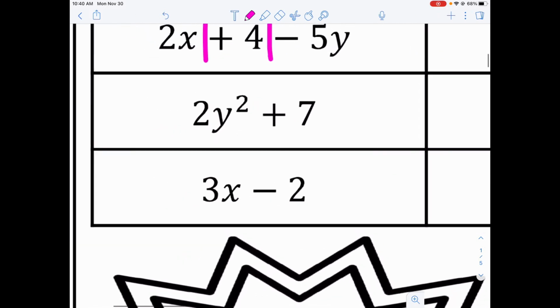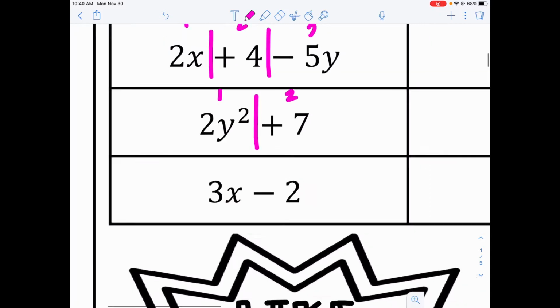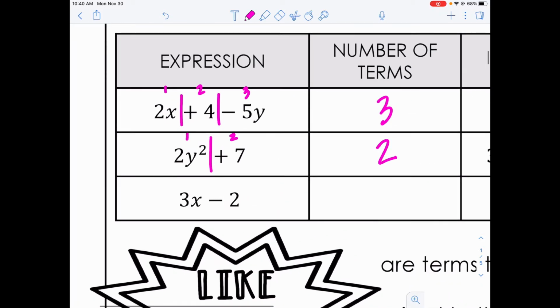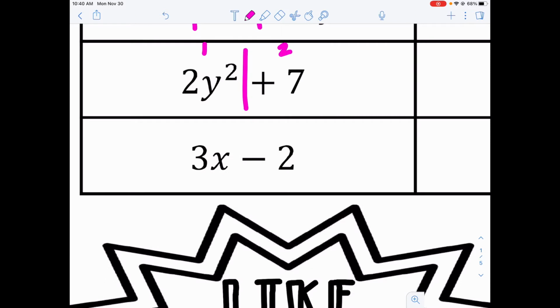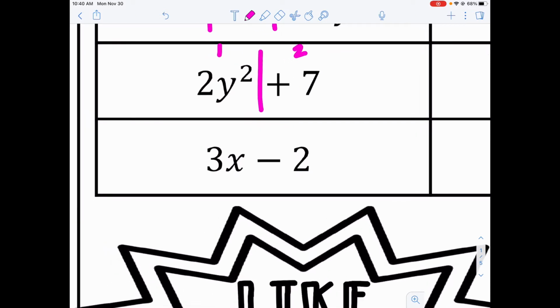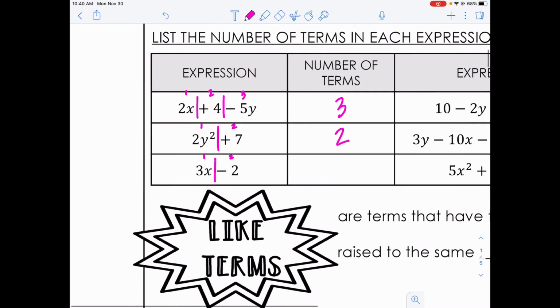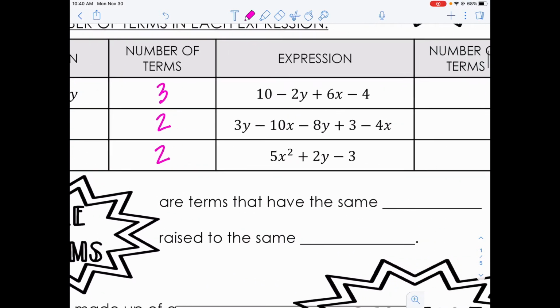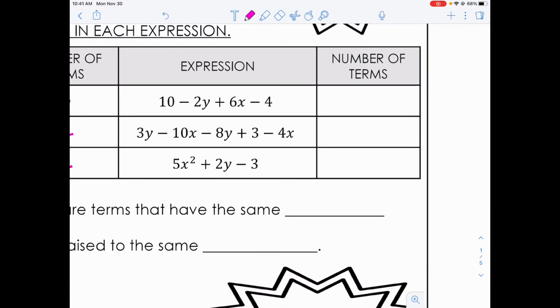Moving down, 2y squared plus 7. Find the plus sign or the minus sign, put a line in front of it. Here's my only one. So this expression has 2 terms in it. Last one on this side of the box is the same thing. Look for a plus or a minus sign, put a line in front of it, count your terms. This is 2 terms, so this expression also has 2 terms. There are 3 more examples on the other side. Go ahead and try to do those on your own.